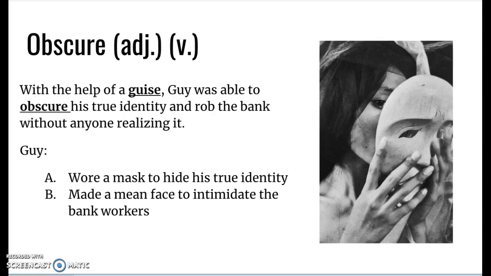Your next word is obscure. Obscure is an adjective, and it can also be a verb. With the help of a guise, Guy was able to obscure his true identity and rob the bank without realizing it. Guy A wore a mask to hide his true identity, or B made a mean face to intimidate the bank workers.